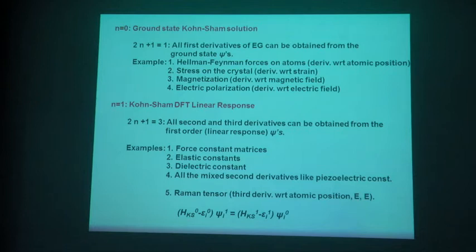But our goal now is to get second derivatives of total energy. To get second derivatives, we will have to work with n equal to 1, you will see. N equals 1 means 2n plus 1 is 3. Actually, this is the power of the theorem. Although I am interested in second derivatives for phonons, it also gives me third derivatives from the same analysis. Okay? An example is the force constant matrices, which I defined here. It's a second derivative of total energy, and I can do that using linear response. That's why it's called linear response. N equal to 1 is called DFT linear response.